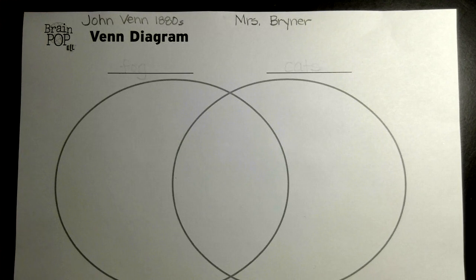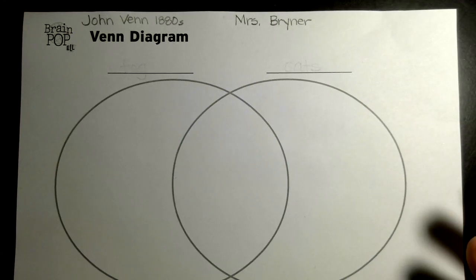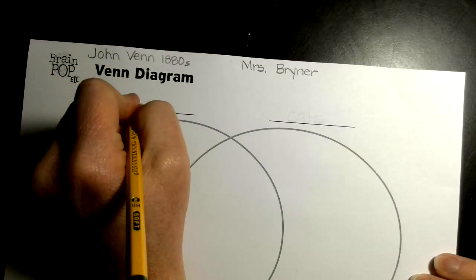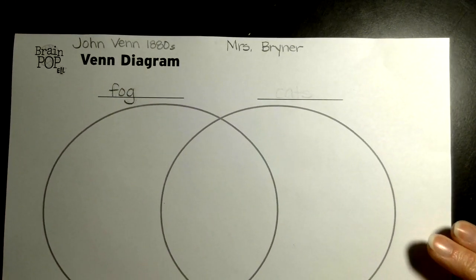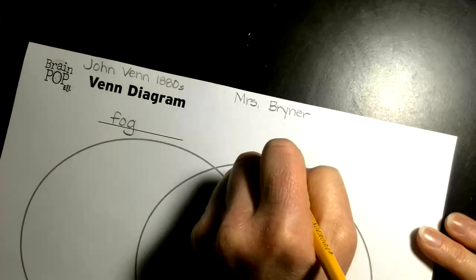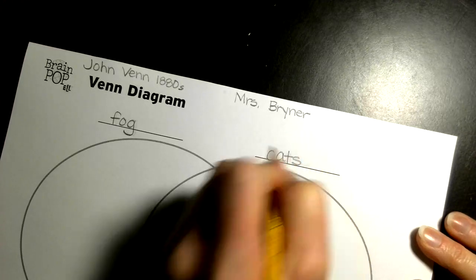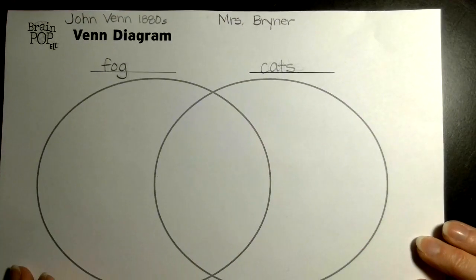Now, the two things Carl Sandburg talks about in his poem Fog are cats and, of course, fog. So those are the two things that we're going to be comparing and contrasting in our Venn diagram. So at the top of one side, you're going to write fog on the line, and on the top of the other side, you're going to write cats.